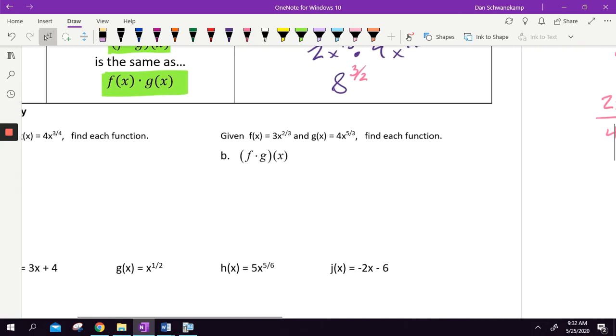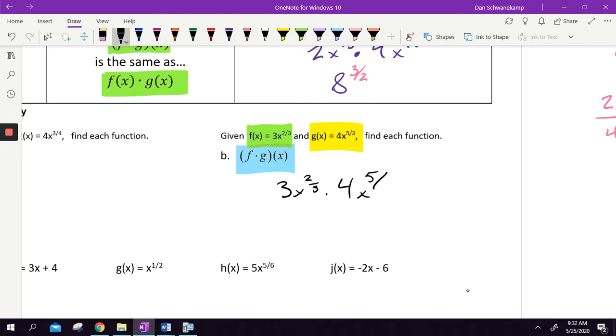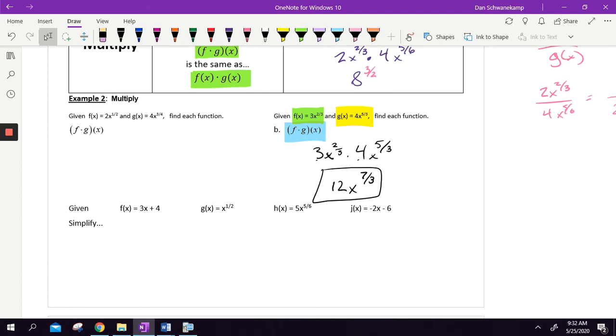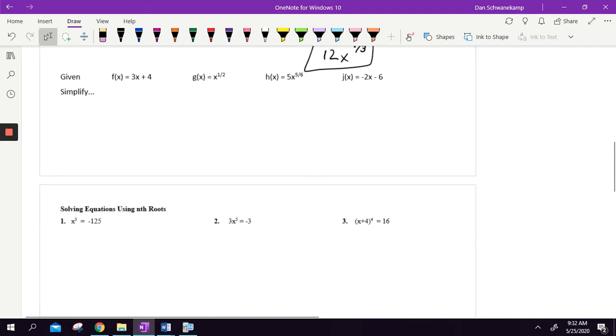All right, so with that in mind, let's just try one more. Let's do letter B because it looks a little bit different. f(x) is this, g(x) is that. We are trying to find f times g. So we'll write down f. We'll write down g. And multiply. 3 times 4 is 12. 2/3 and 5/3. What would I do with those two things? I would add them. So that would get me 7/3. Boom. There is my answer. I think that makes sense to us. I don't know if we need to go a whole lot further than that. So let's move on.